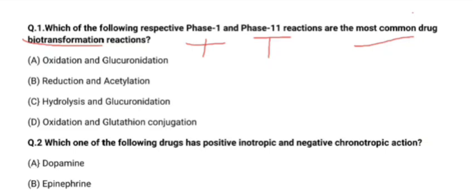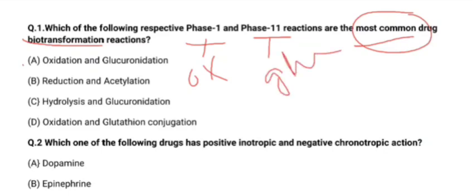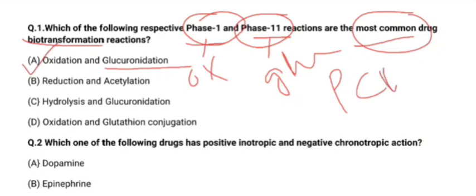In this question it is asked which is the most common reaction. The most common phase 1 reaction is oxidation, and the most common phase 2 reaction is glucuronidation. So our answer will be A. Oxidation is the most common phase 1 reaction and glucuronidation is the most common phase 2 reaction. There is an important drug which is excreted via glucuronidation. It is paracetamol. Paracetamol is eliminated via glucuronidation conjugation.